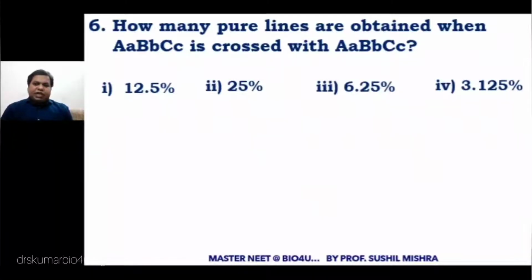How many pure lines are obtained when a trihybrid, that is capital A small a, capital B small b, capital C small c, is crossed with a trihybrid capital A small a, capital B small b, capital C small c? Remember, this question can also be asked as trihybrid is selfed. They want us to find how many pure lines are obtained. For this I have a very small and easy trick.